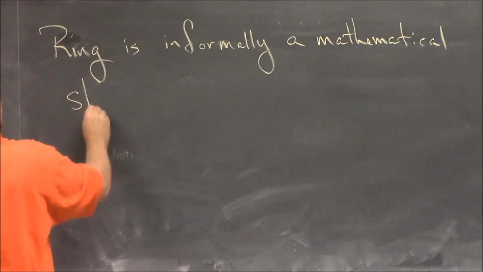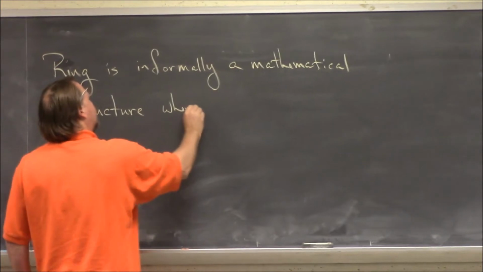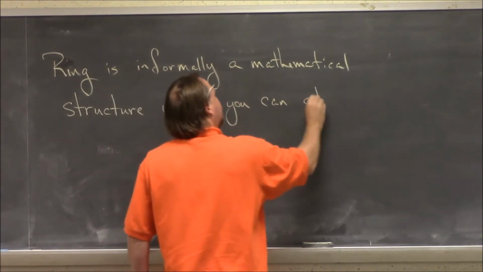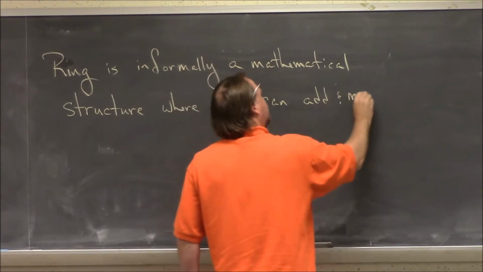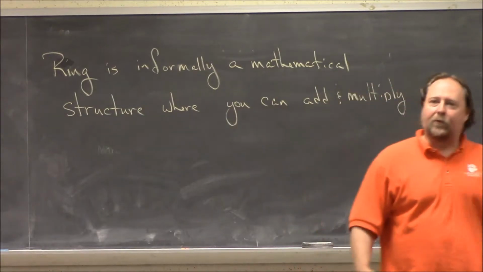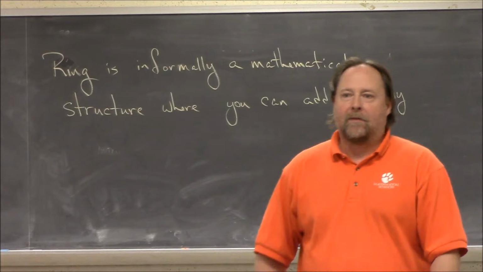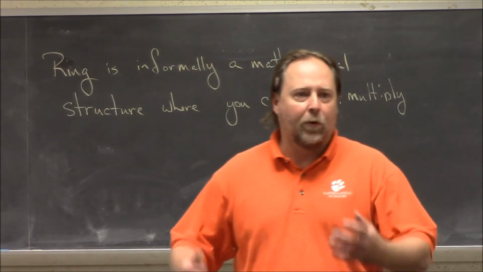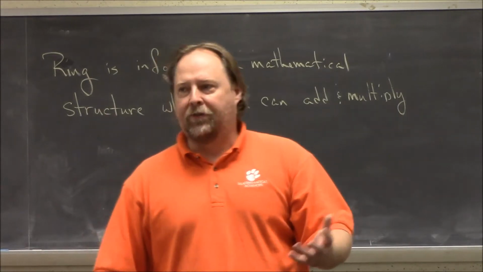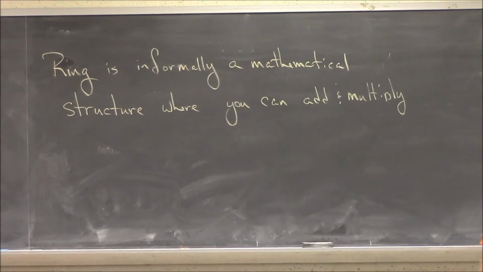A ring is a structure where you can add and multiply. Now, admittedly, this is extremely fast and loose. I'm going to demand some nice things about the addition, right? That it's a group under addition, that every element has a minus sign. It's got a zero. It's associative. The multiplication is associative and actually distributes across addition nicely.